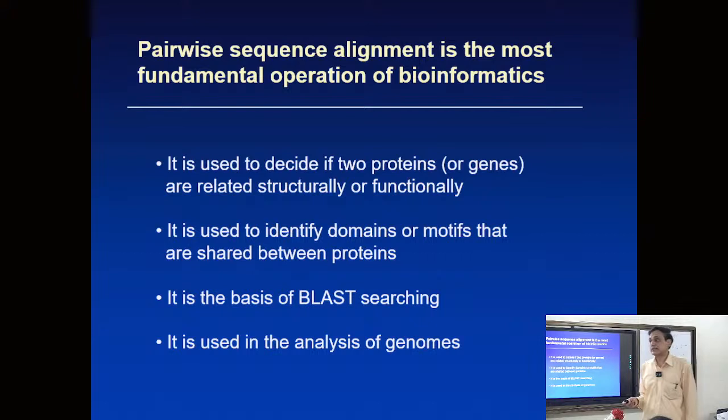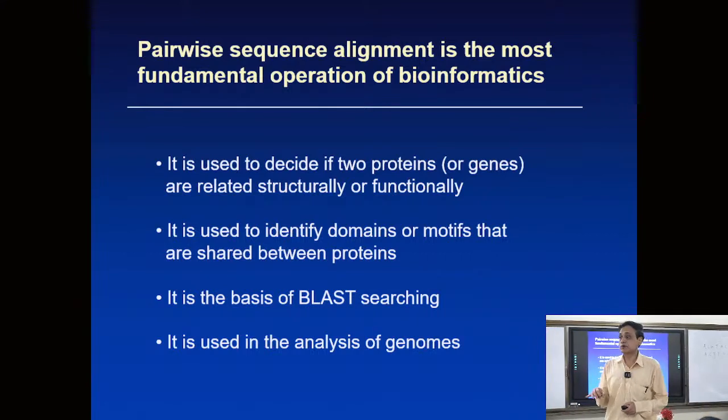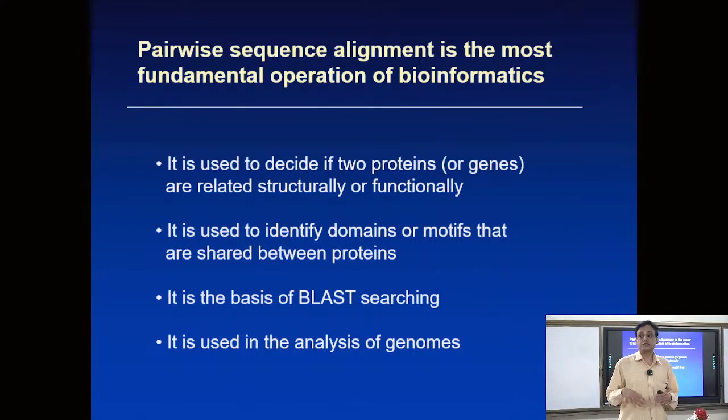Pairwise alignment is used to identify regions in proteins that are conserved. Those regions are important because they are responsible for conferring functions to the organisms. These regions are called domains. So, you would want to use pairwise alignment to identify domains in proteins.